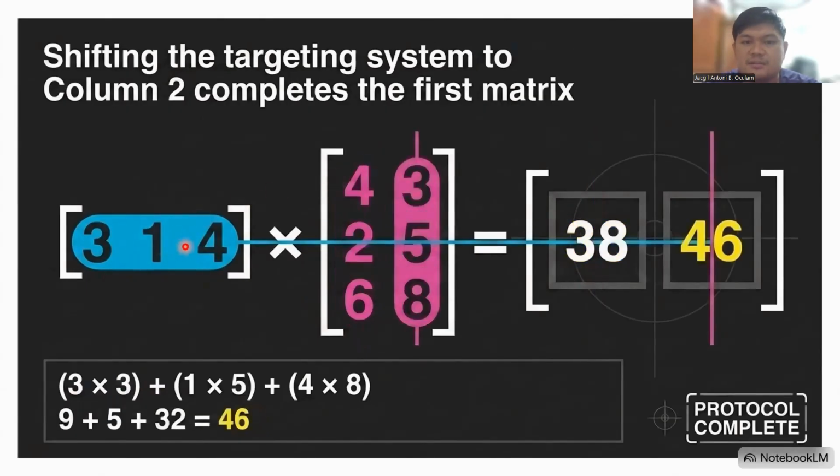Next, since we're done with the first column, let us now proceed to the second column. Distribute the first row to the second column. In this case, it is 3 times 3 plus 1 times 5 plus 4 times 8. And that will yield an answer of 46. And it will be placed where? The first row, or row 1, column 2. Row 1, column 2. And there you have it. That's your answer. The answer, if you multiply these two matrices, is 38 and 46 with a dimension of 1 by 2.